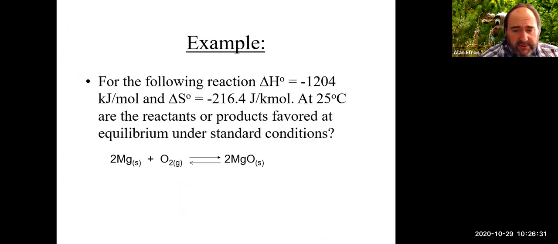So why don't you try one here? For the following reaction, delta H is minus 1204 and delta S is minus 216 at 25 degrees. Are the reactants or products favored here?